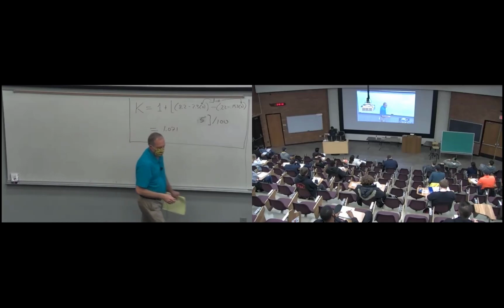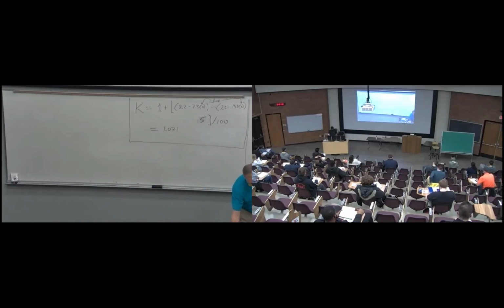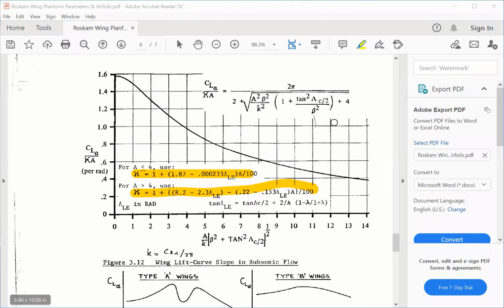So let me share that again so everybody can see that real quick. Right, so I'm going to plug in. I got 2 pi in the numerator. I'm going to put the aspect ratio squared, beta squared, little k squared, 1 plus the tangent. The sweep angle of the half chord, it's a rectangular wing, so that's 0, makes it easy. Make sure I get the 4 under the square root, and then I'm going to multiply by Ka for here. So that's what I'm doing.